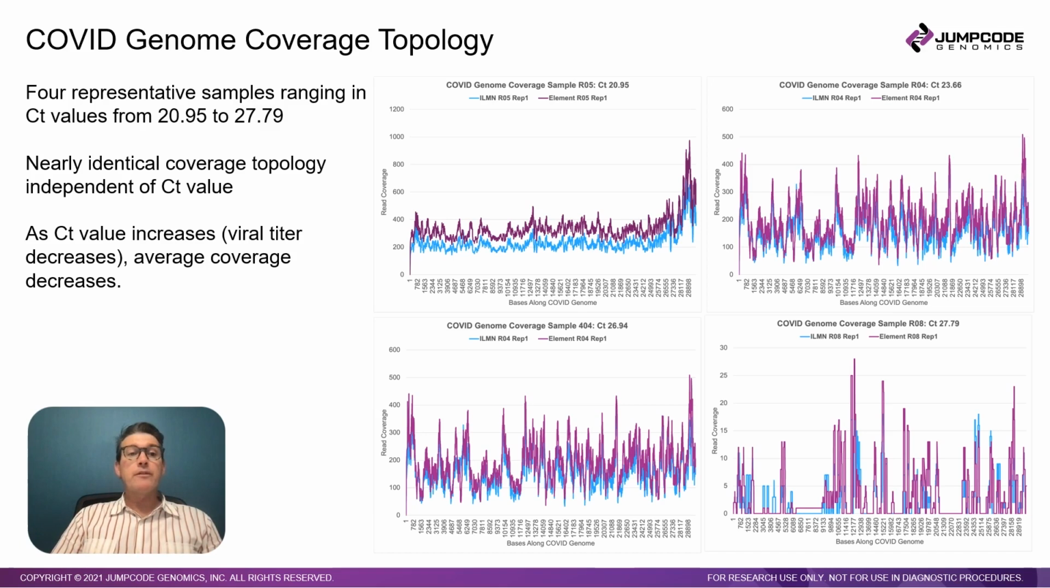You can see here that the Illumina coverages are in blue and the Element coverages are in purple, with a slight increase in coverage resulting from the Element platform. As CT values increase or viral titer decreases, of course, average coverage will decrease as well.